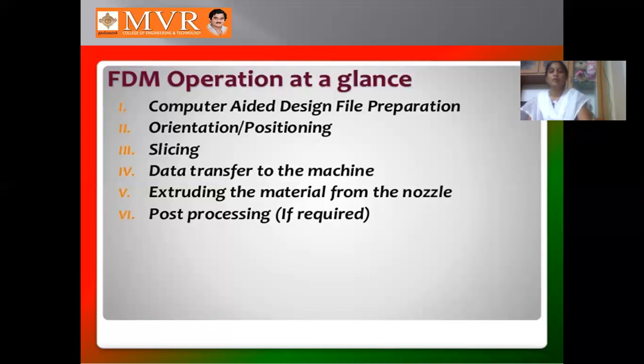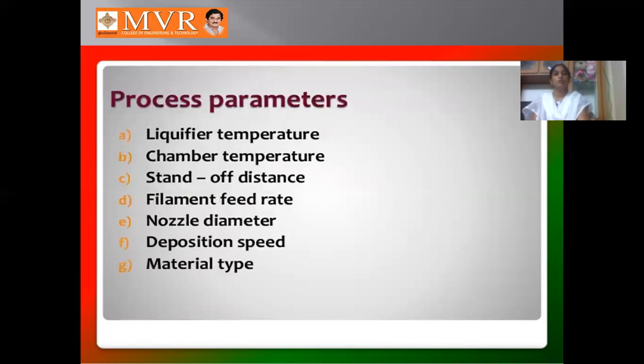First, we will give the program of the material. Program of the material means we are giving here the CAD design file preparation. Next, we are taking the orientation or position. Next is the slicing process, and also we should transfer data to the machine. Next, extruding the material from the nozzle and also the post processing.